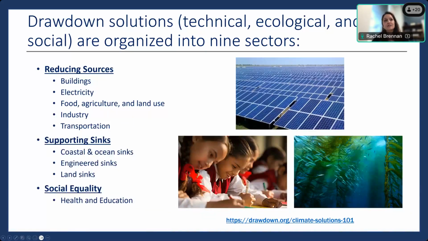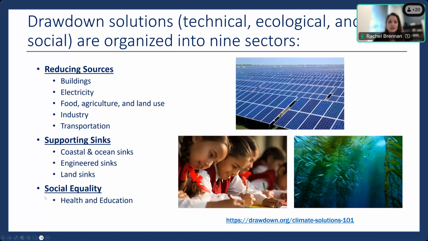They have their different strategies organized into technical, ecological, and social strategies in 9 different sectors. So you can reduce those 5 sources of emissions that we talked about. Those are 5 of the sectors. And then they have sinks that you can support. Like, for example, our coastal and ocean sinks, those water bodies are able to absorb a lot of carbon dioxide and reduce the effects of climate change. Engineered sinks, like we talked, carbon capture, et cetera, land sinks like forests.